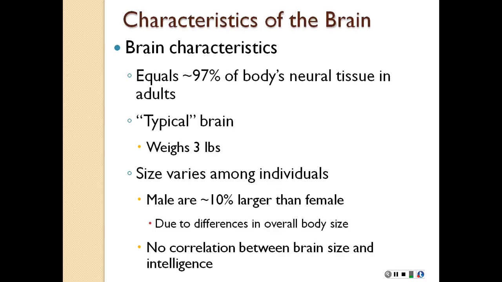Some characteristics of the brain, again, are that it equals 97% of the body's neural tissue in adults. The typical brain weighs about 3 pounds, and the size varies among individuals. Males have a slightly larger brain than females, but there's no correlation between brain size and intelligence.